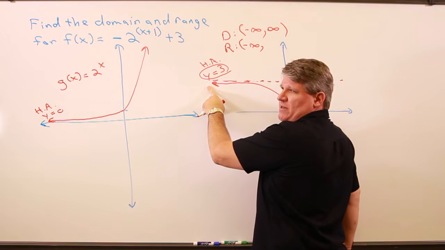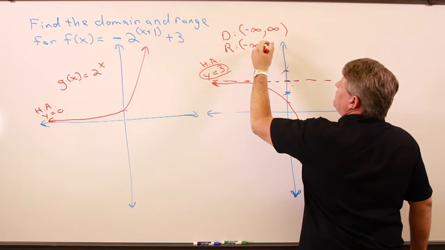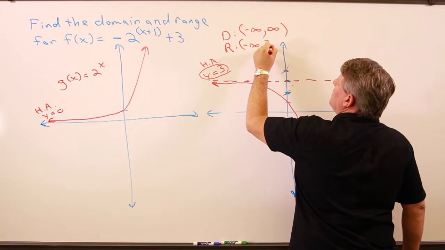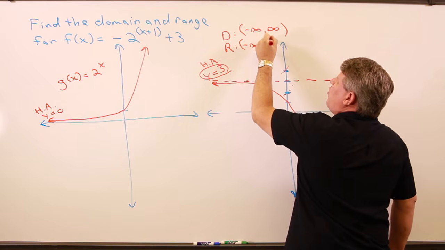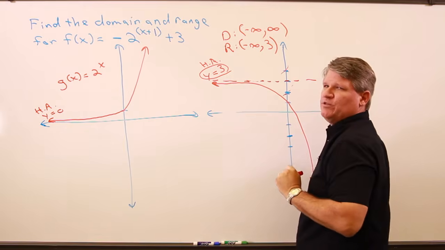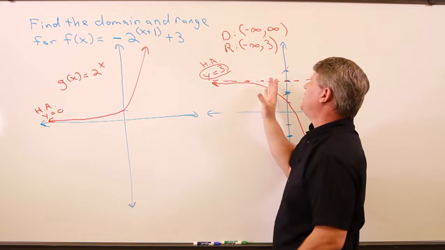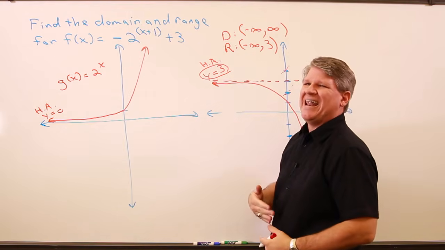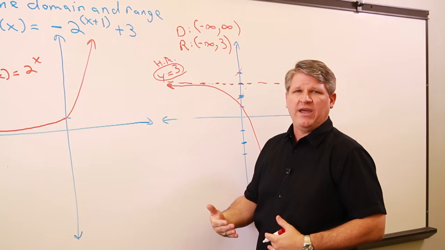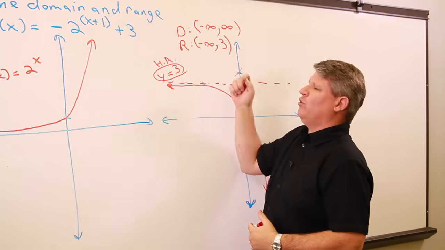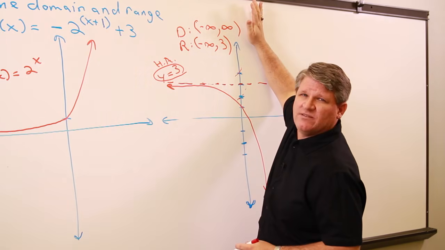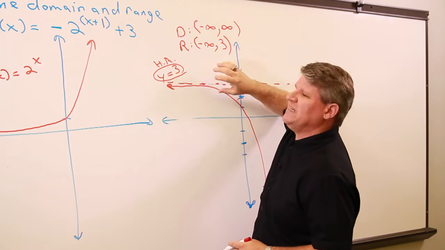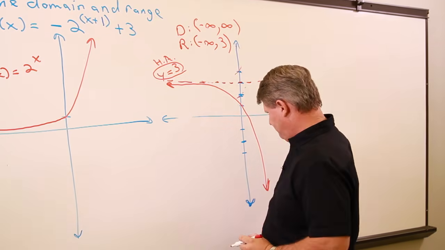but it'll never actually reach 3. So in interval notation, the way we indicate that, we're going to say that the range goes up to 3, but does not quite reach 3, and we're going to use a parenthesis in our interval notation to indicate that 3 is not actually included in our range. We're just getting infinitely close to 3. So the domain of this function is negative infinity to positive infinity, and the range is negative infinity to 3.